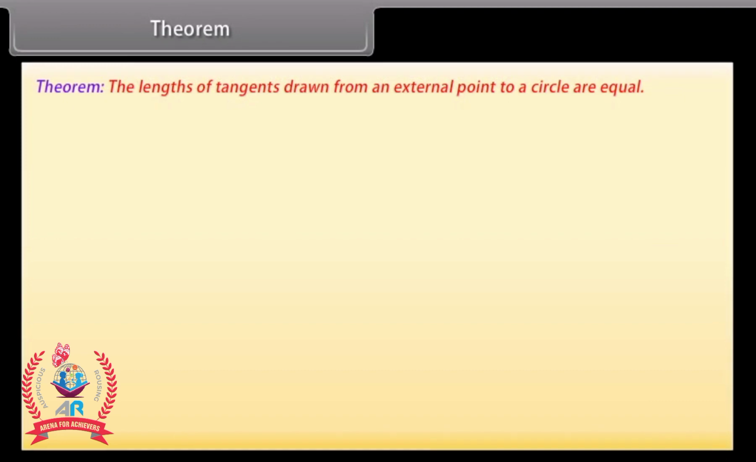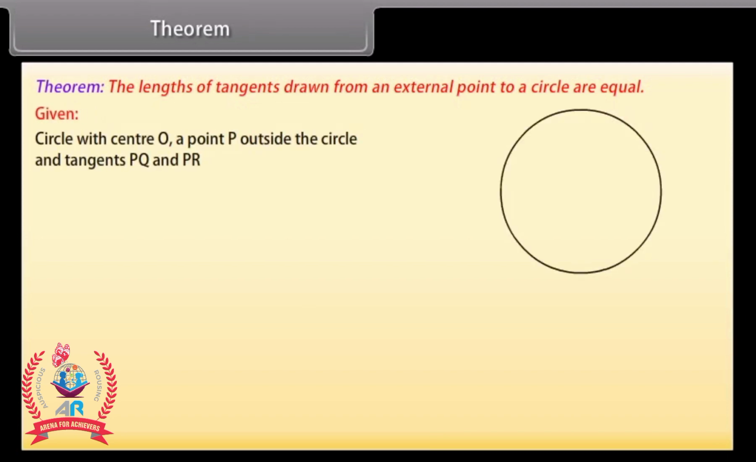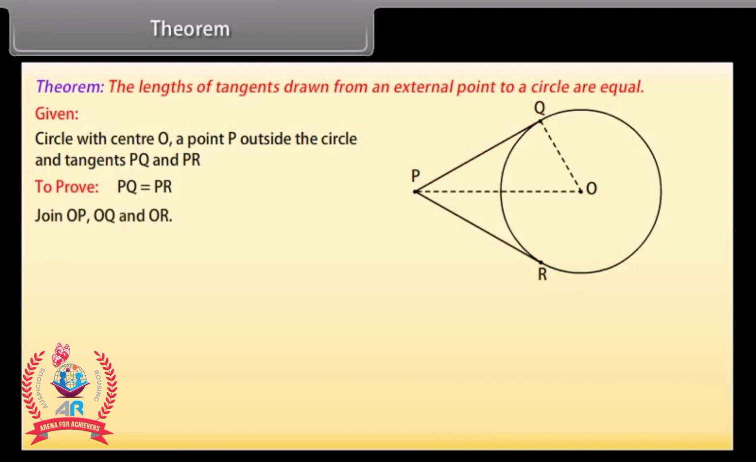Theorem. The lengths of tangents drawn from an external point to a circle are equal. We are given a circle with center O, a point P lying outside the circle, and two tangents PQ, PR on the circle from P. We need to prove that PQ is equal to PR. Let's join OP, OQ, and OR.